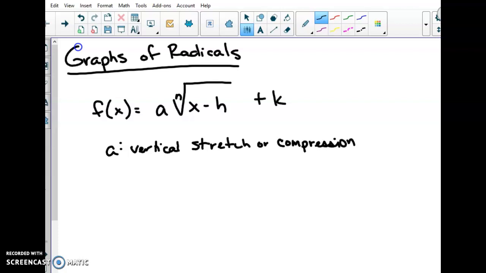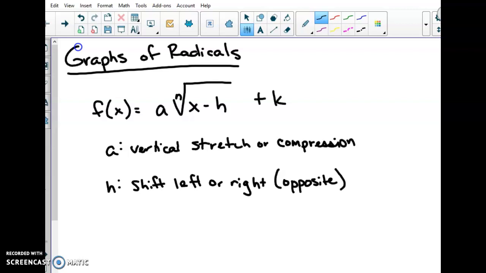The h is your horizontal translation. So shift left or right. Just as a reminder, this is opposite of what you see. k is your shift up and down. This is going to be straightforward with the plus k.